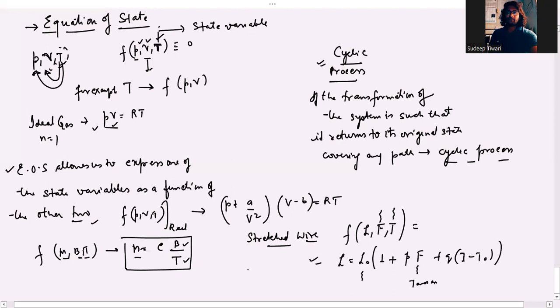So for a stretched wire, my thermodynamic variables will be length, tension, and temperature. And the equation of state will be this. So from two of the variables, you can know the other variable.